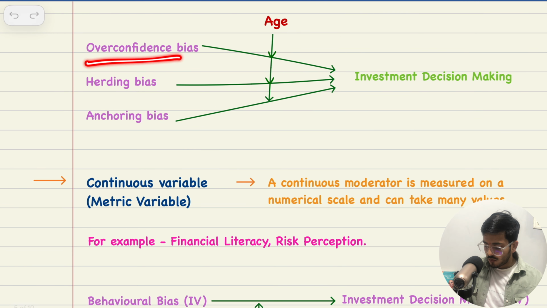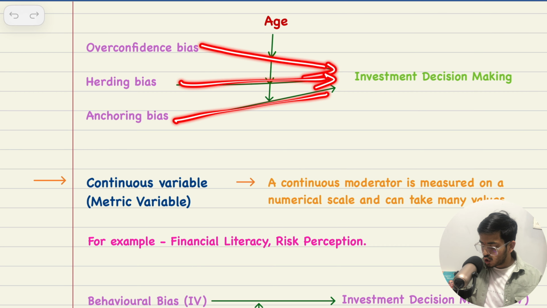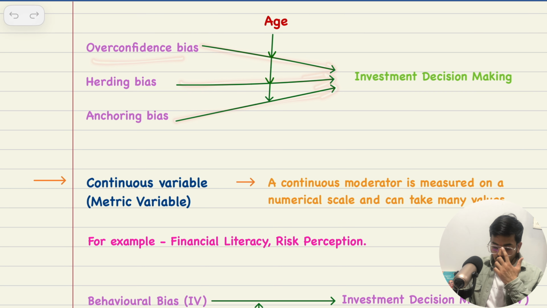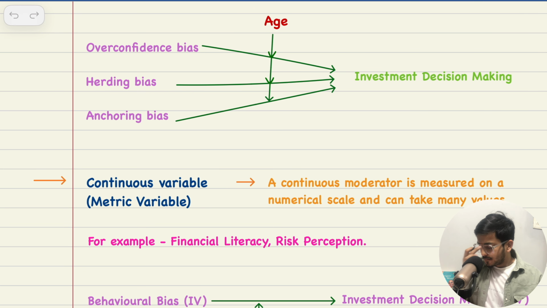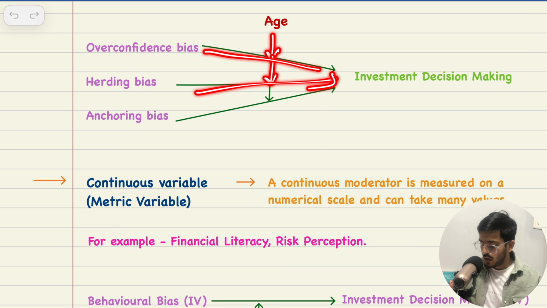Now, like overconfidence variable, the IV, is impacting investment decision making. So overconfidence, herding bias, anchoring bias are impacting investment decision making. So the age factor, whether a particular age group will be more influenced or not, or will improve the strength or direction of this particular relation. So that is what we are trying to find out.